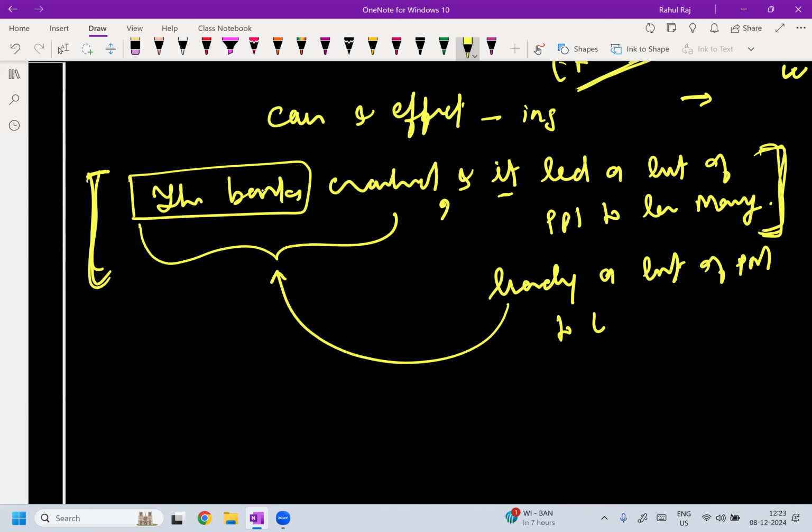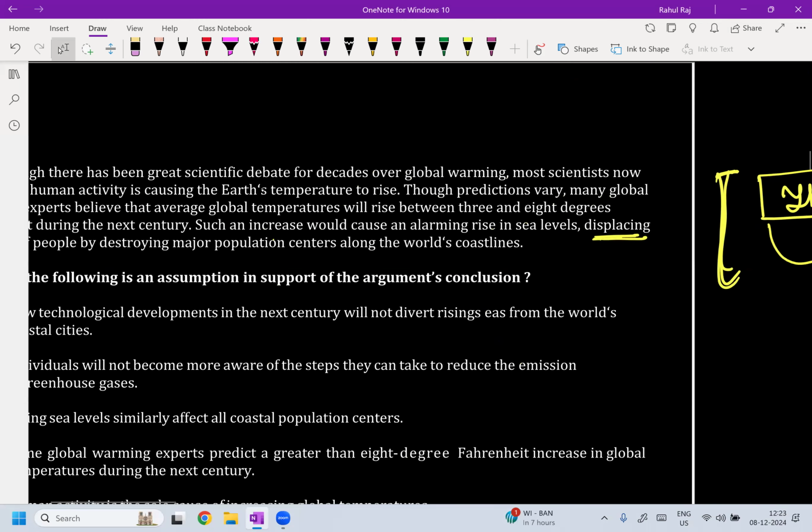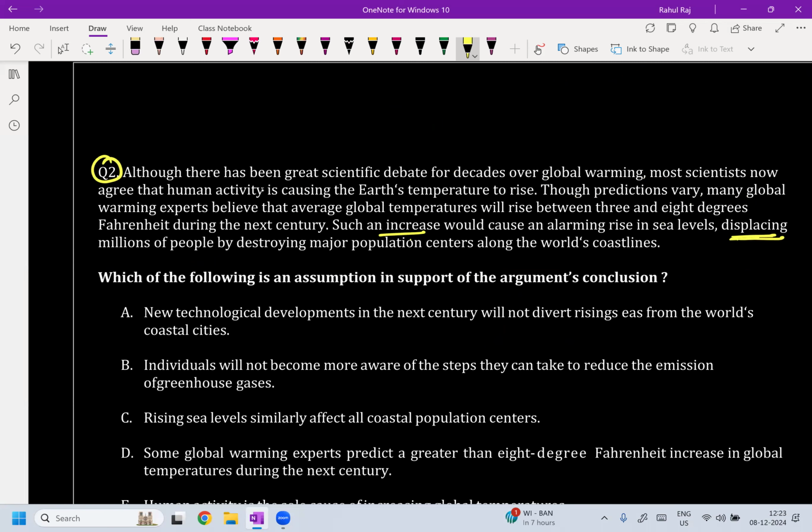Now there is ChatGPT, I agree, no issues at all, but you should know it also. The bank crashed, comma, leading a lot of people to lose money. So leading is going back to the entire statement. It was a crash in the bank that was responsible for people losing money. So at this place, such an increase would cause an alarming rise in the sea level, and that's the reason it leads millions of people by destroying major population centers along the world's coastal lines.